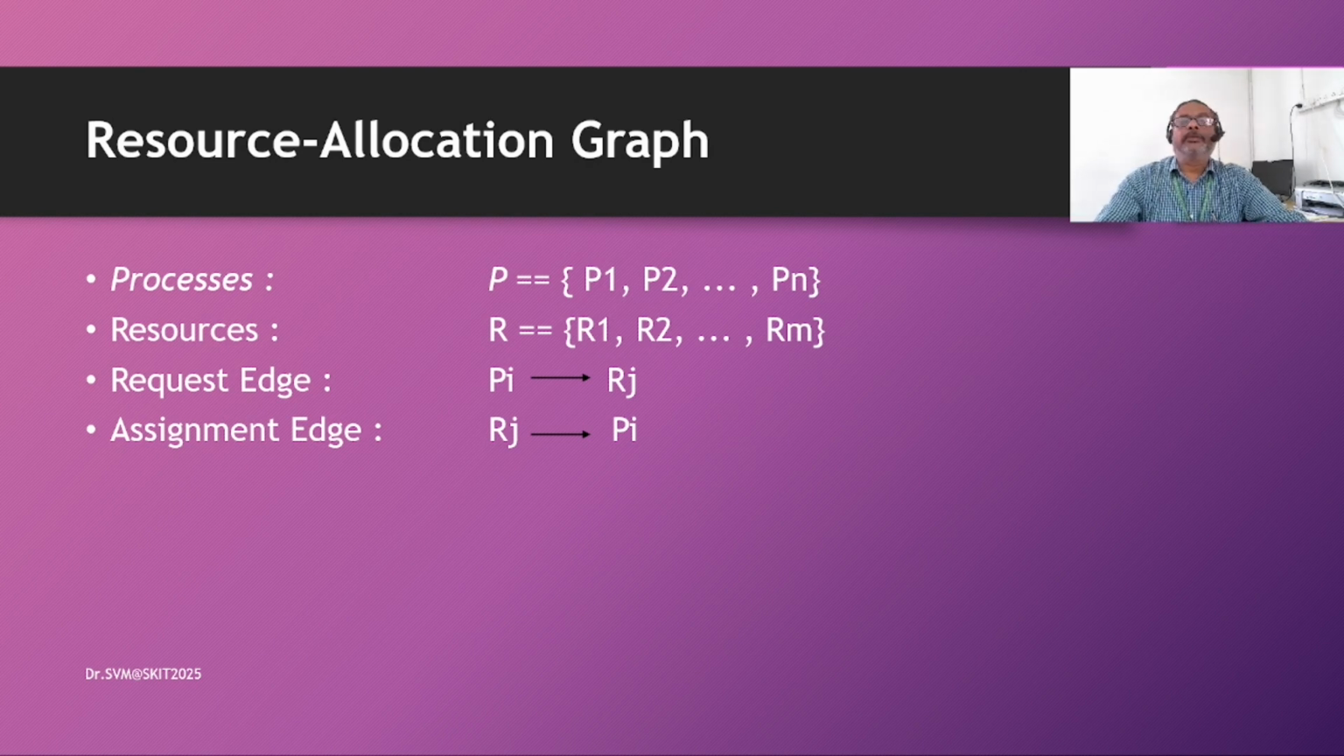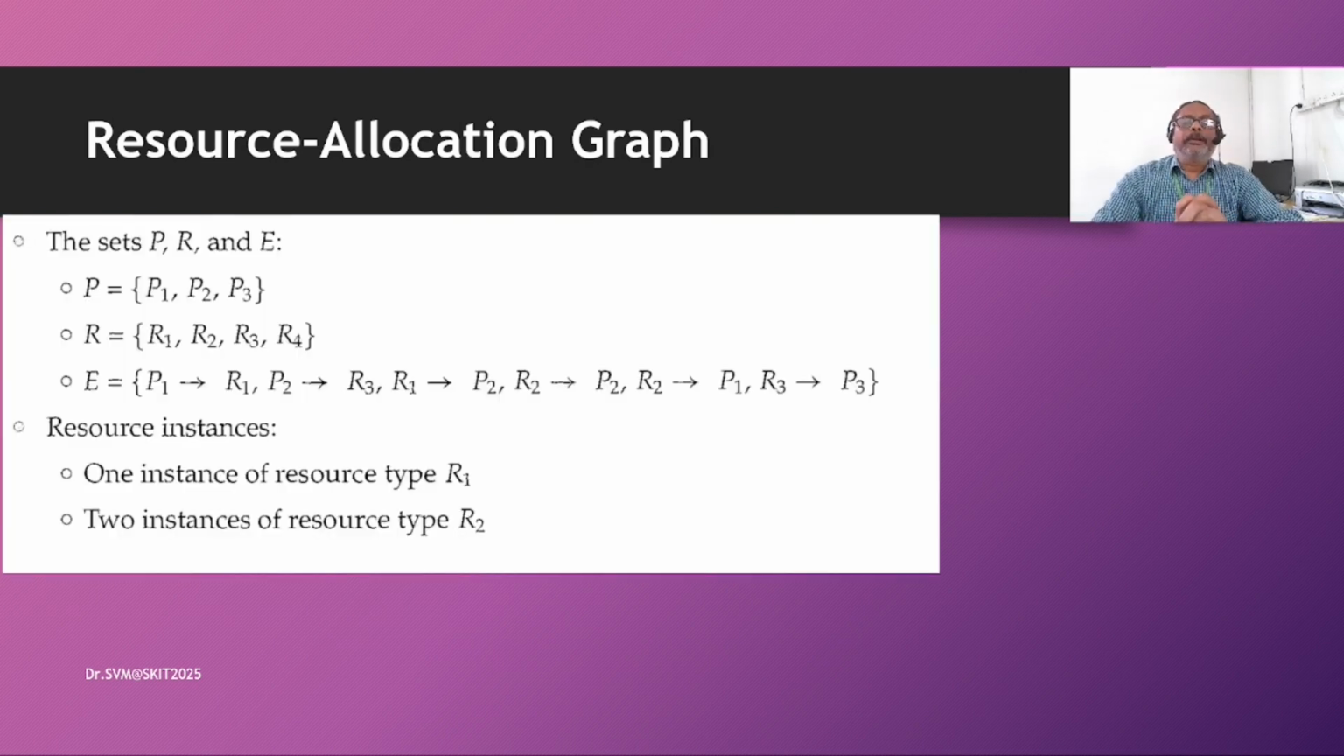So let's get into it. As usual, to understand any situation, any problem solution, we take help of an example. We learned everything through examples, so let's continue learning this problem again through an example. Let's take an example where we have a set of three processes p1, p2, p3, and there are four resources r1, r2, r3 and r4, and then we have some requests and assignments.